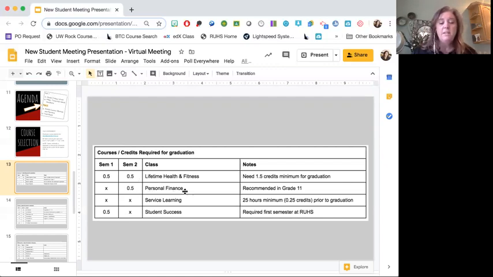Personal finance is another course that's required for graduation. We offer the class during second semester. We do not offer it first semester. It is only offered second semester. We recommend students take this in 11th grade. So if you are going into grade 11, if you have not had personal finance yet, then this is going to be one that you're going to put on your class list.